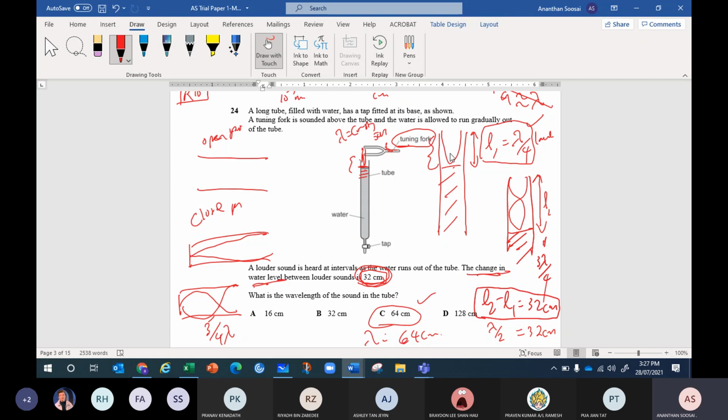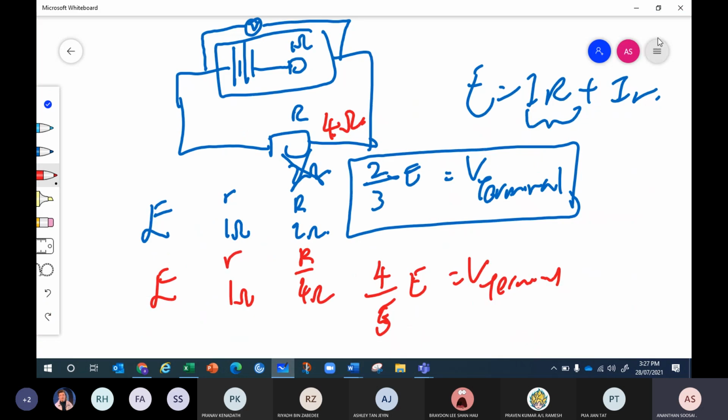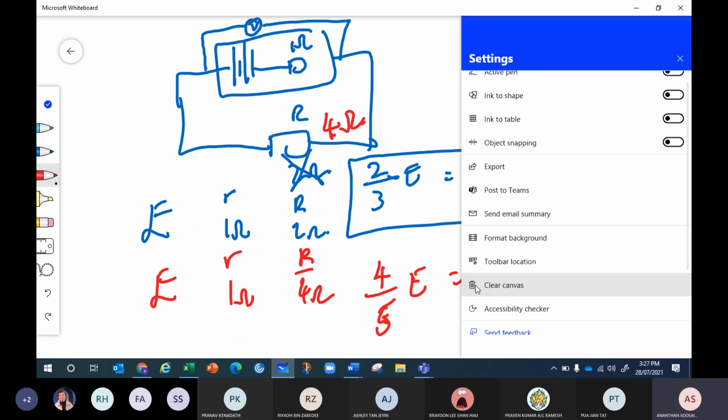Then you will get a loud sound. Then when you go lower, you won't hear any loud sound, and the water drains out until it becomes just nice to make a 3/4 wavelength. You will get a loud sound again. So the loud sound for a closed pipe appears at which wavelengths, how many wavelengths should the length be? You learned that in your notes, right? Last time.